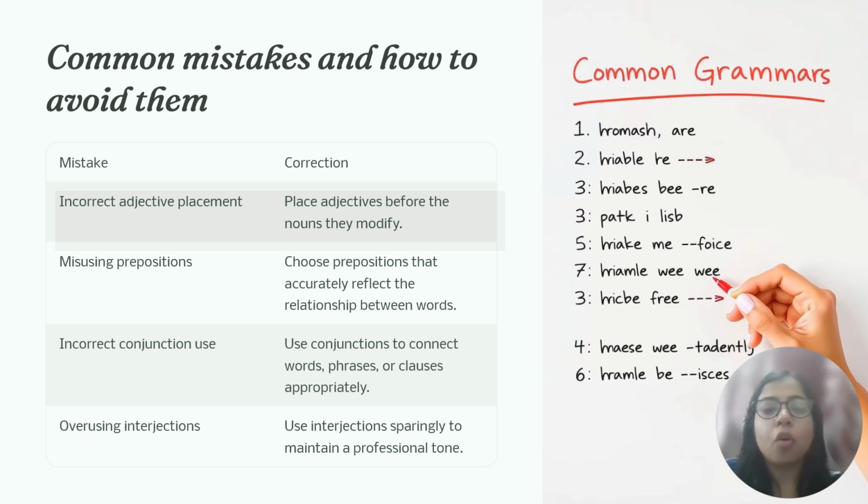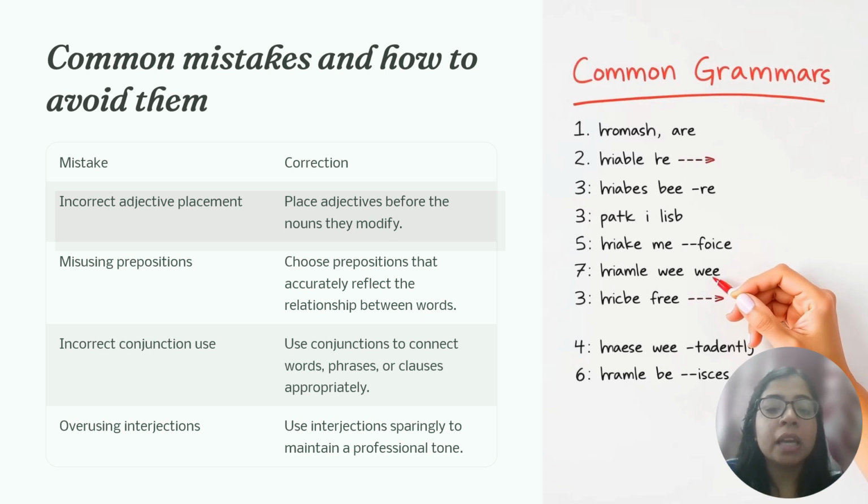Now let's come upon some common mistakes and how to avoid them when we are talking about adjectives, conjunctions, prepositions and interjections. Incorrect adjective placement: adjectives always come before the noun they are modifying. They give more information about which noun, so they come before the noun. Don't place your adjective anywhere else in the sentence. Then misusing prepositions. Choose the correct preposition for the correct sentence. If you have to use on, use on. Don't use in or at in the place of on.